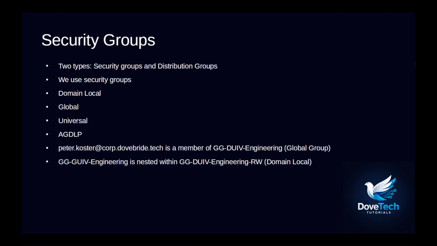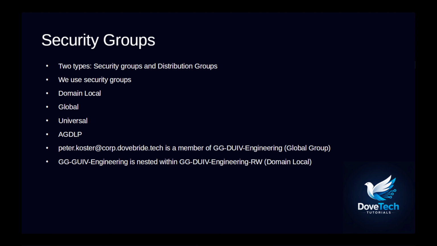This brings us to the permission model we use throughout this course. AGDLP. Accounts into global groups into domain local groups onto permissions. In practice, Peter.Koster is a member of GG-DUIV-engineering. That global group is nested inside dl-fs-engineering-rw. That domain local group is assigned the read/write permission on the engineering file share.